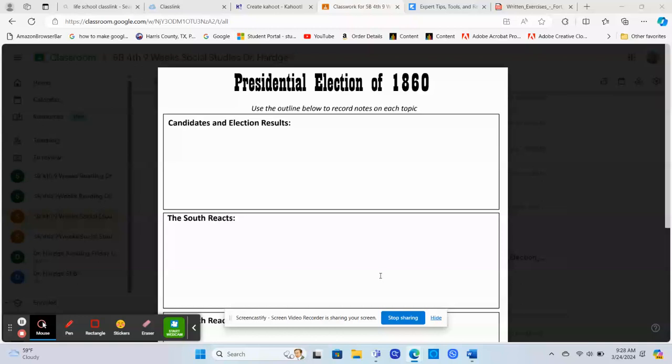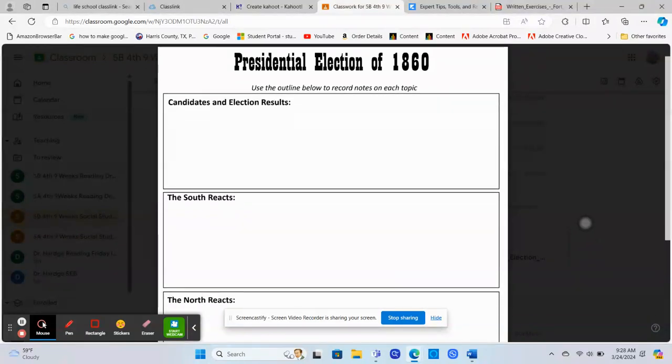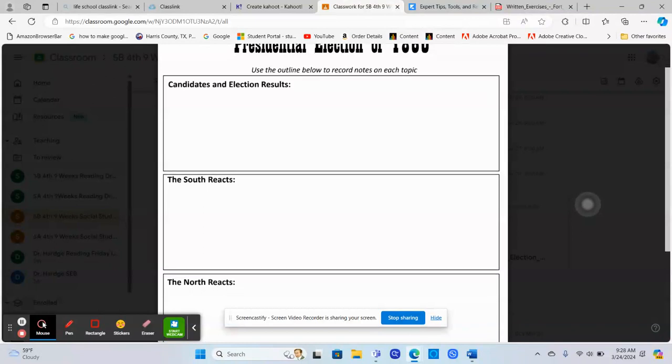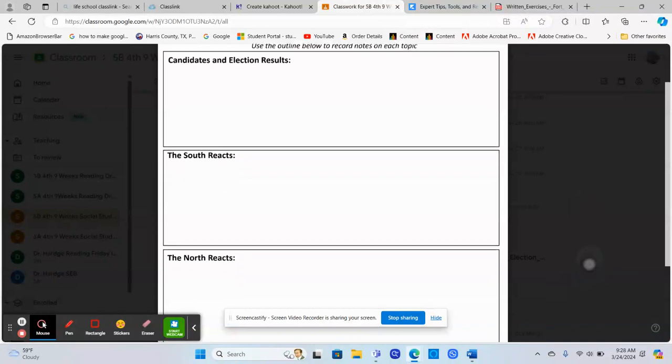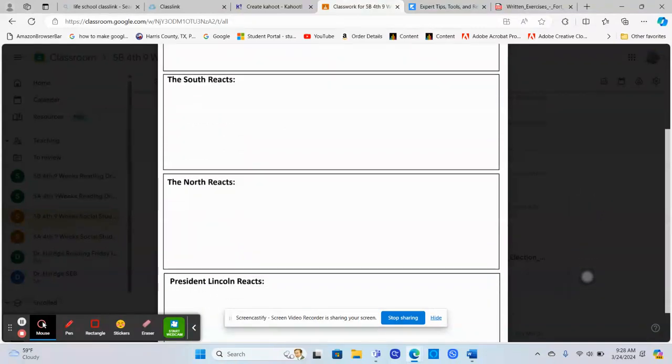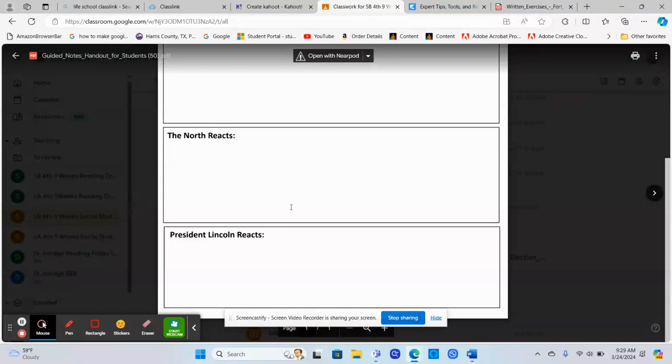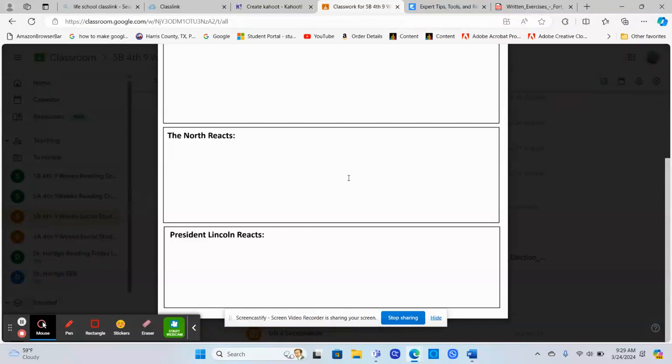This morning, we're going to start off with the presidential election of 1860, the guided notes. You will outline your information and place it in the candidates and election results, the South reacts, the North reacts, President Lincoln reacts. In this space, you will write your information from your PowerPoint presentation.